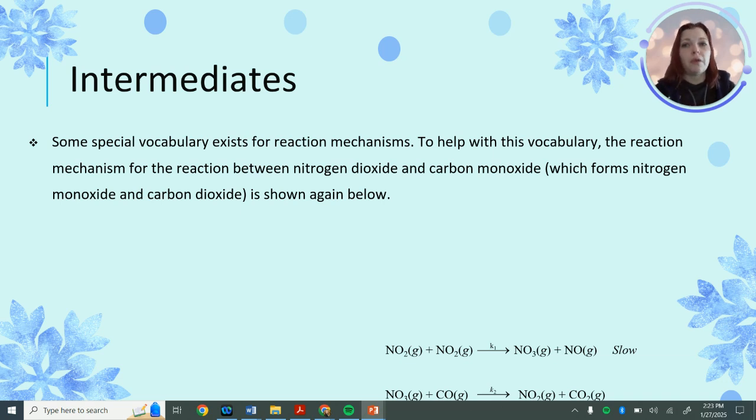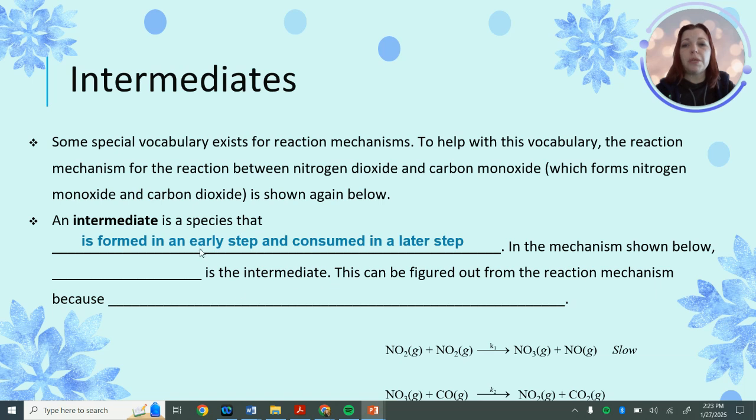Okay, so some special vocabulary exists for reaction mechanisms. To help with the vocabulary, I'm going to continue using this reaction mechanism that I showed you on the previous slide. This is between nitrogen dioxide and carbon monoxide, which forms nitrogen monoxide and carbon dioxide. So an intermediate is a species that is formed in an early step and then consumed in a later step. It's only there as long as the reaction is actively occurring, and it is all consumed by the end.